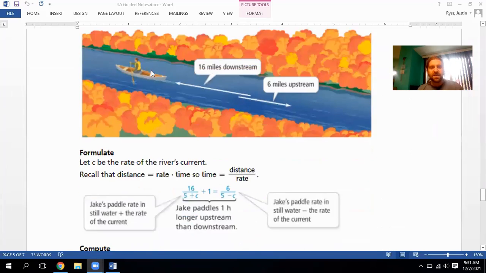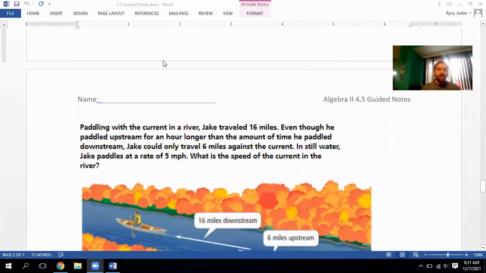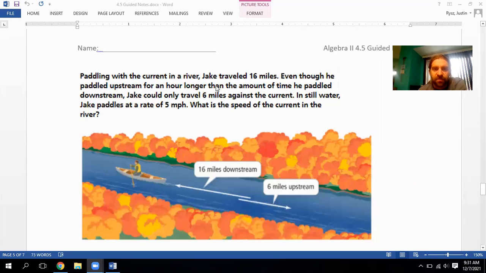All right. So the next step here is to go through and apply this to story problems. So we got a problem here: paddling with a current in a river. Jake paddled upstream for an hour longer than the amount of time he paddled downstream. Jake could only travel 6 miles against the current, and he traveled 60 miles with it. In still water, Jake paddles at a rate of 5 miles per hour. What is the speed of the current?